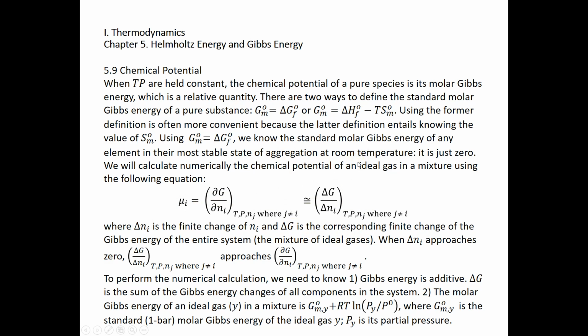To perform the numerical calculation, we need to know two things. We have learned those before. Number one, Gibbs energy is additive, so delta G is the sum of the Gibbs energy changes of all components in the system. Number two, the molar Gibbs energy of an ideal gas is simply the standard molar Gibbs energy of this species plus a correction, RT times the natural logarithm of the partial pressure of this species divided by 1 bar.